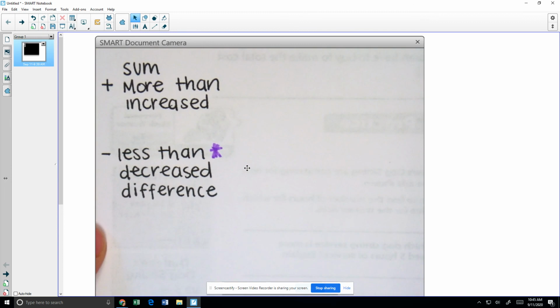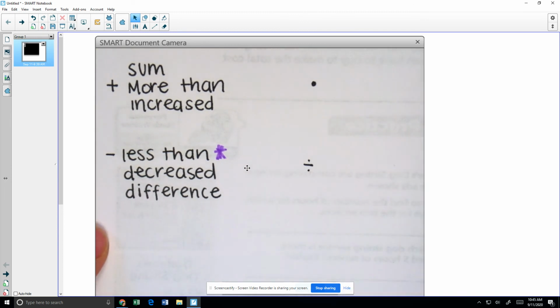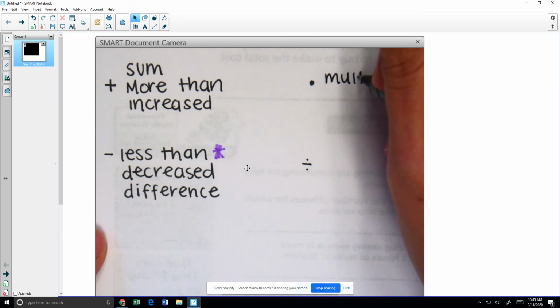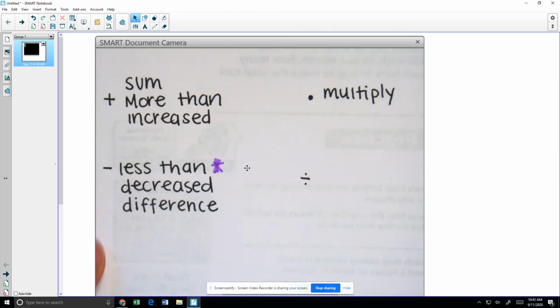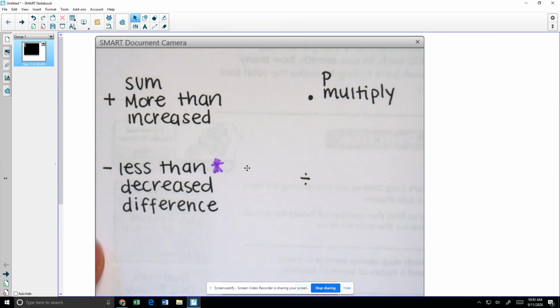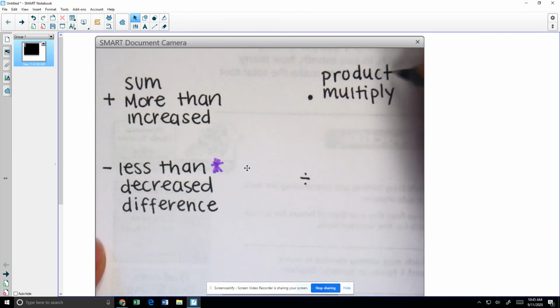So now I have multiply and I have divide. Does anyone know a word for multiply other than multiply? I'll just write multiply. What else is there? One starts with a P. The product. Yay. Nice. Product.